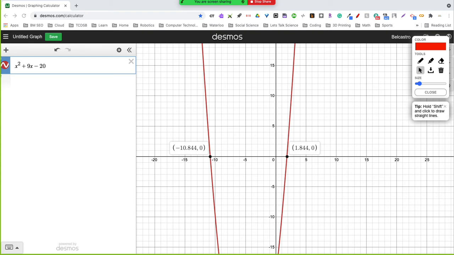Finally, I'm going to move 9 over 2 to the left side of the equation, so we'll get negative 9 over 2 plus or minus the root of 161 over 4. So that's actually two answers.